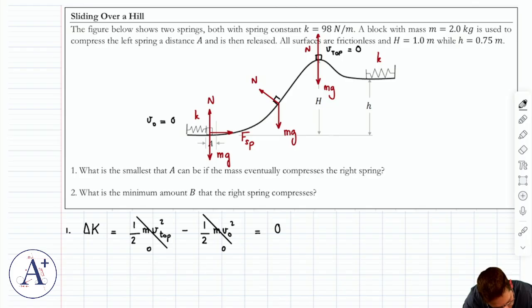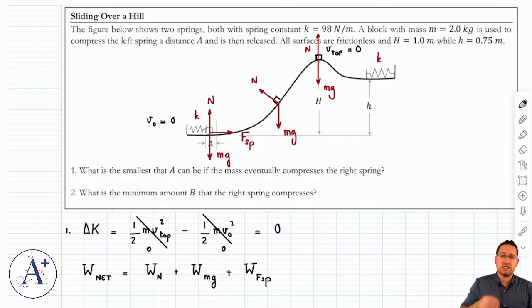Okay. What about the net work? Okay, well, the net work done on M is going to be the work done by the normal force plus the work done by the weight force plus the work done by the spring force. Okay, so I need to evaluate each one of these. If I have 3 forces, there are 3 terms in net work.